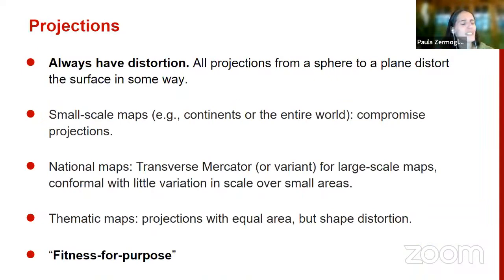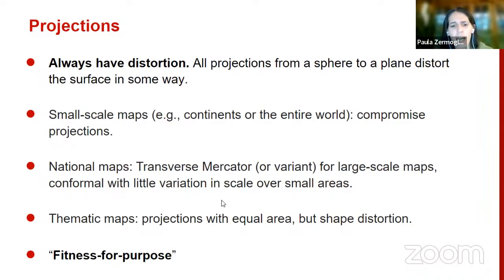Well, what's important to keep in mind about projections? All projections have some distortion. Some may keep some properties better preserved, but all of them always have distortions because we're putting something three-dimensional into a plane. For small-scale maps, we're going to see scales in a moment, but small scale means that we're putting a very big surface, like continents or the entire world, on a little piece of paper. We usually use compromise projections that try to balance all those distortions.